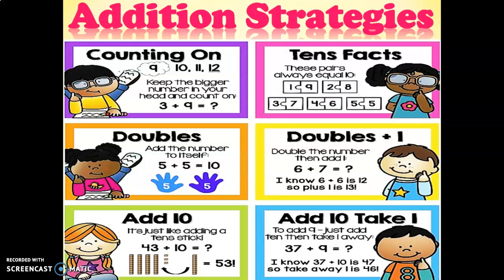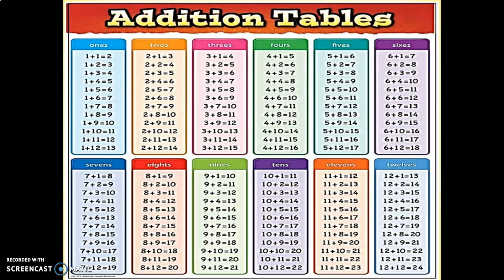Again, you can keep on practicing with these addition strategies so you will find it easier to add numbers. Let's take a look at them again. So we have counting on, doubles addition, add 10, tens facts, doubles plus 1, add 10, take 1. Try to find the time to practice with them at home. Also, we can use these addition tables from 1s to 12 whenever you have to add numbers.